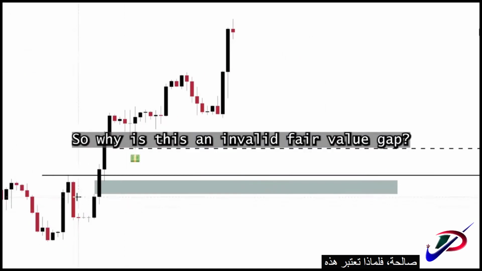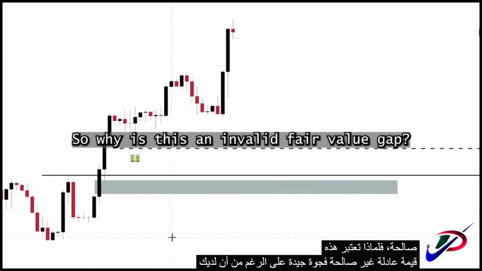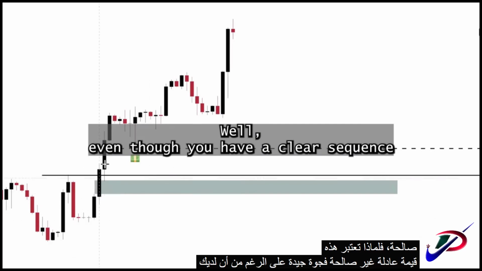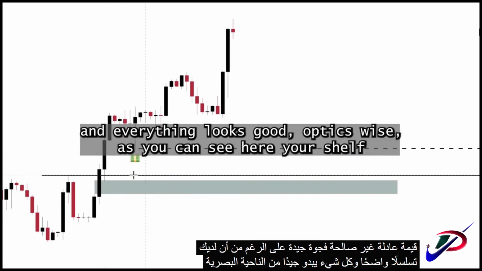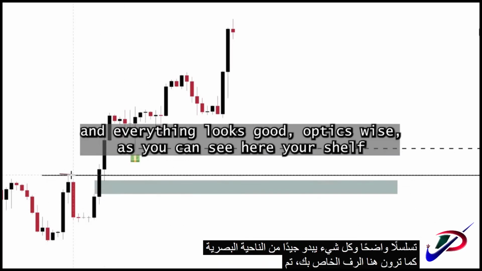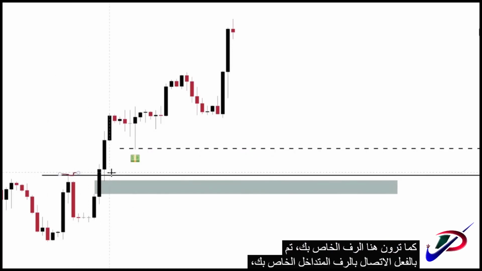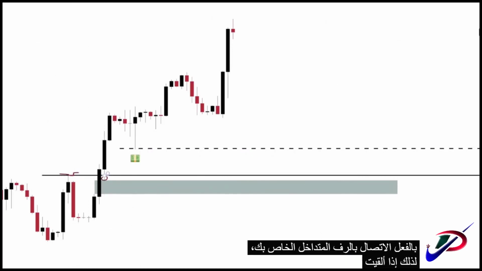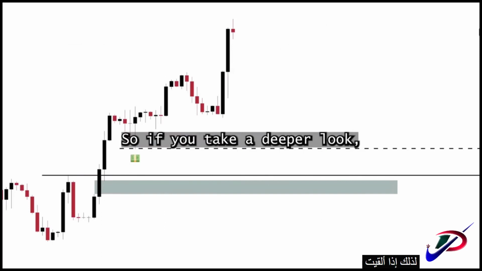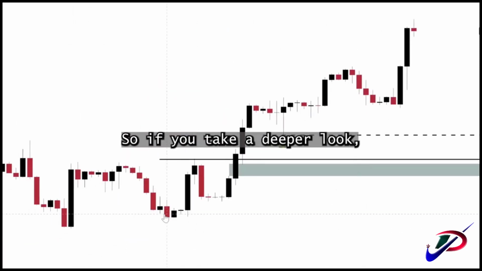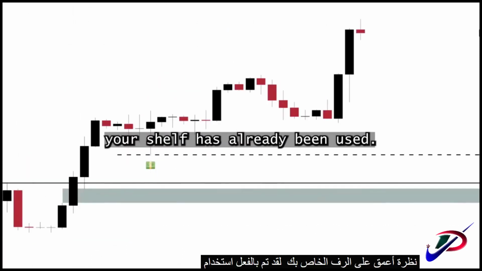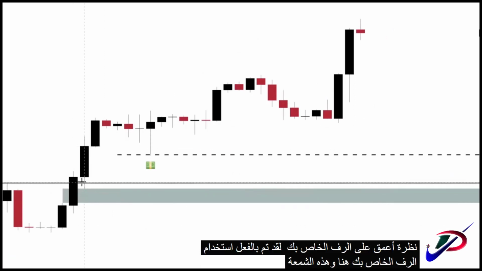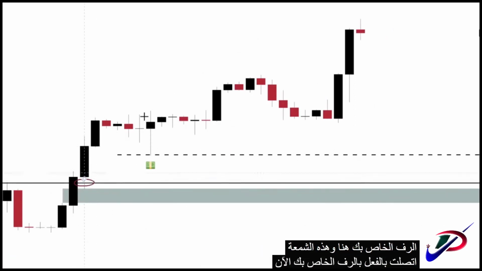So why is this an invalid fair value gap? Well, even though you have a clear sequence and everything looks good optics wise, as you can see here, your overlapping shelf has already been made contact with. So if you take a deeper look, your shelf has already been used. Your shelf is right here, and this candle already made contact with your shelf.